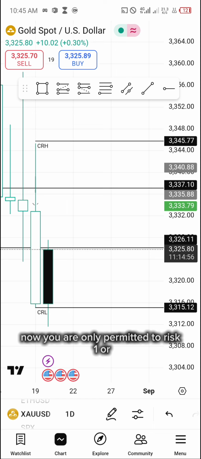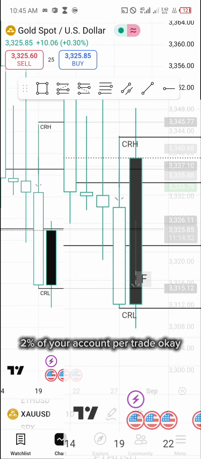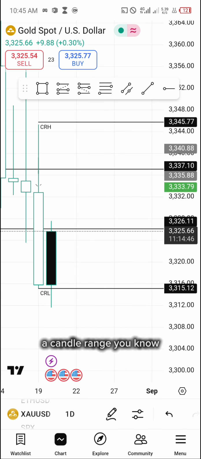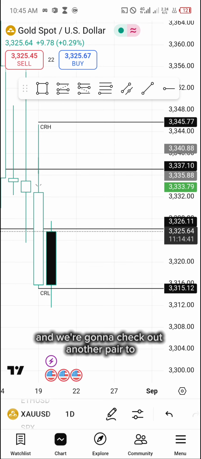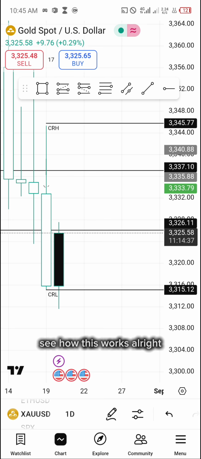Now, you are only permitted to risk 1 or 2% of your account per trade. So I'm going to show you guys an example of the candle range technique on SCUSD, and we're going to check out another pair to see how this works.